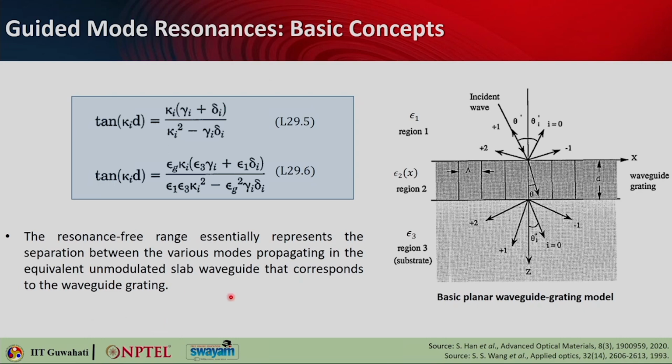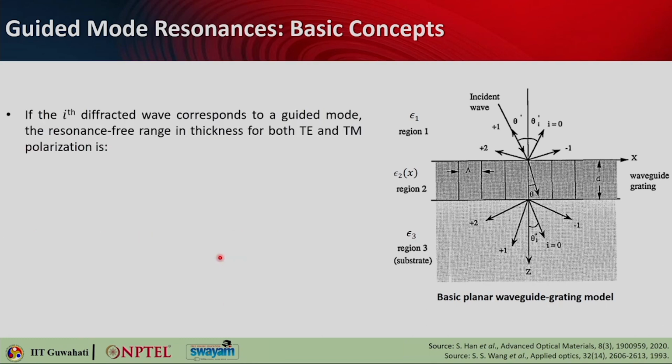Makes sense? So, every resonant mode is there, and there is also a region between those where different modes can propagate in an equivalent unmodulated slab waveguide that corresponds to the waveguide grating. So, whenever there is a grating, there are some specific modes. So, in between there will be some resonance free region. So, we will also look into those, how to identify those particular regions.